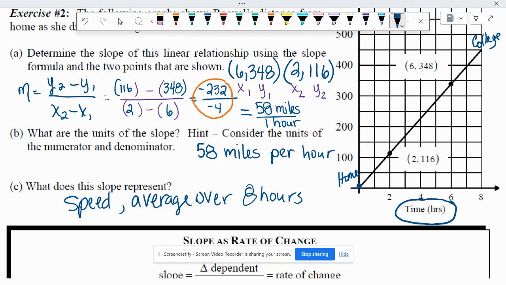It's the average over 8 hours. For those of you that I gave filled out notes to yesterday, you have this. This is still a part of your packet because I copied everything, just so you know.